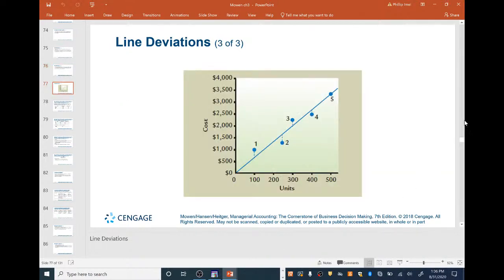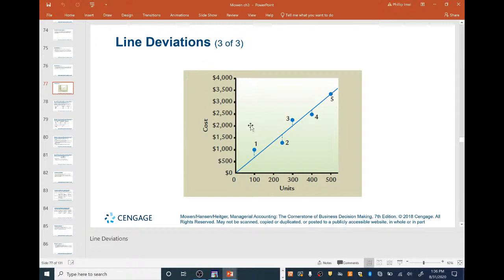So once again, we can see here line deviation. So here's our line, right? We can just see our straight line going up from 0, shooting all the way up here. And then we have different plots here, 1, 2, 3, 4, 5. And as you can see, as we move up through here, we have four deviations, line deviations, right? But as we get to the fifth one, then we're right on.